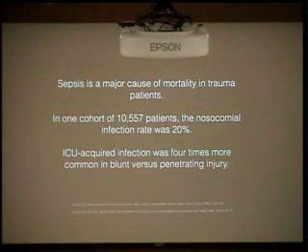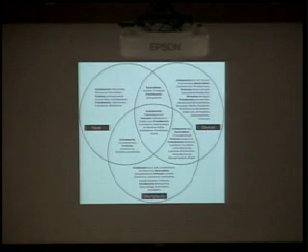And so if you look at trauma patients, this was 10,000 patients. Nosocomial infection rate was about 20%. And it was 4 times more in blunt than penetrating trauma, for reasons I don't understand. But again, it's a big problem. It's a big problem not only in the surgical ICU, but I think in hospitals themselves.